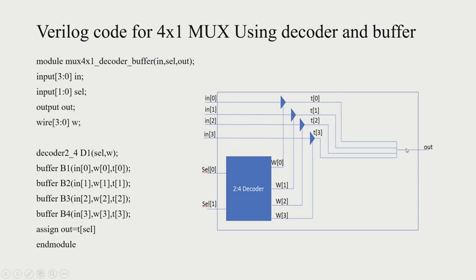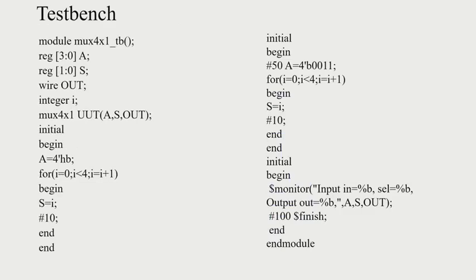So for this we have to assign the output equal to t of select. Whichever the combination of the selection line, 0 1 will correspond to 1, so input 1 will be routed to the output. Similarly, if we specify 1 1, w3 will be high, so in3 will go to the output. As we have assigned the output as t of the selection line, when the combination is 1 1, t3 will be selected as the output. With this we can implement the Verilog code for the 4:1 multiplexer.